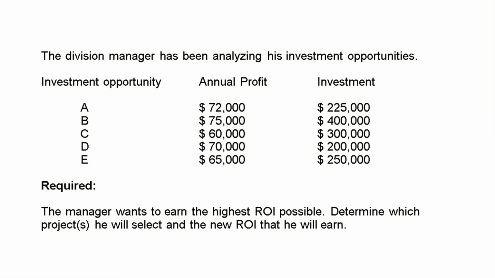As a follow-up in the situation given earlier, the division manager is given investment opportunities A, B, C, D, and E with different annual profits and investment costs. We are asked to determine which investment opportunity will give him the highest ROI and to calculate the new ROI for his division.